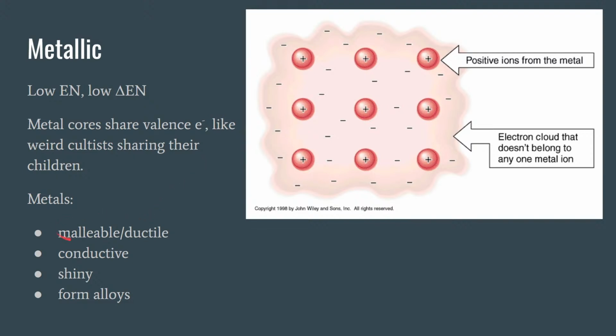Namely, first off, they are malleable or ductile. Malleable means that you can shape it. Ductile means you can draw it out into a wire. So think about it. What happens if you hit this structure with a hammer? These metal cores, they just shift.